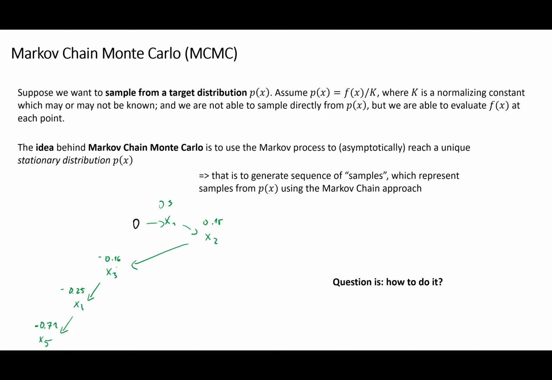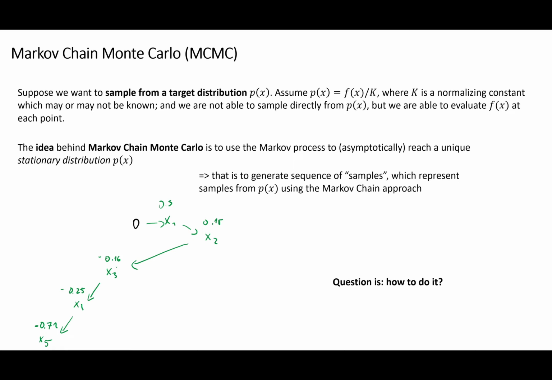This is always the distribution we want to sample from. Let's assume that we can write it as f(x) over k, where k is the normalizing constant. So f(x) is basically just a normalized P(x). And let's also assume that we are not able to sample directly from P(x) for whatever reason. So same settings as in the previous problems, previous algorithms, previous videos.